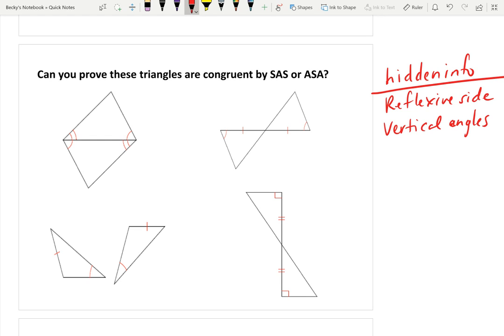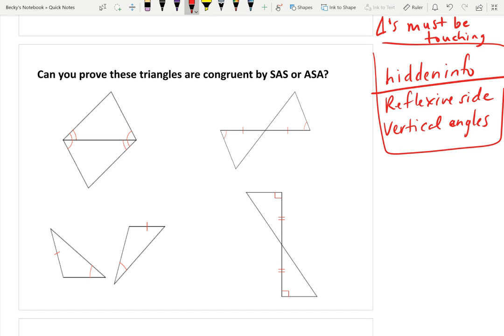Now, remember, we need 3 pieces of information. This hidden information only works when the triangles are touching somewhere, okay? Triangles must be touching. Okay, now, let's just call this number 1. They're touching, okay? Right here, I'm going to label this so it's easier to talk about. AC. The length of AC for the top triangle is the same length as it is for the bottom triangle. It doesn't change sizes.